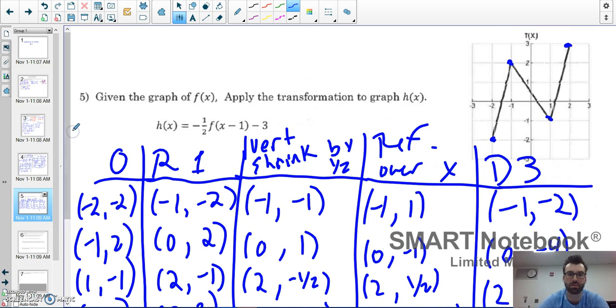After you're done, you should graph those points, because why not? Graphing is fun. So I got -1, -2, 0, -4, which is kind of down here. 2, -2.5, and 3, -4.5. So it should look something like that.